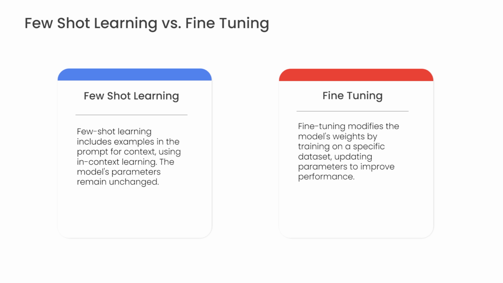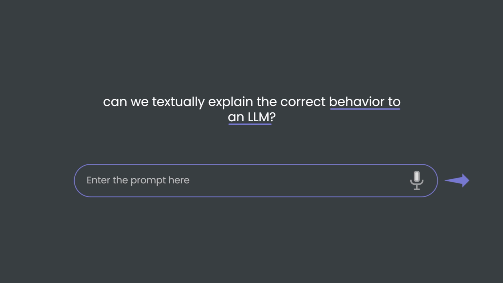The model's parameters are not modified by few shot learning. In contrast, fine tuning explicitly trains the model, that is, updates its weights via backpropagation over a chosen dataset. Few shot learning is incredibly powerful but has a notable drawback. Exemplars consume a lot of tokens.